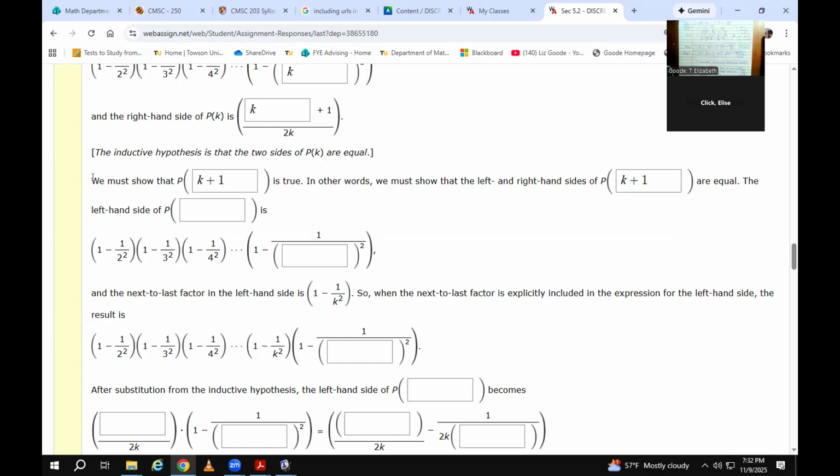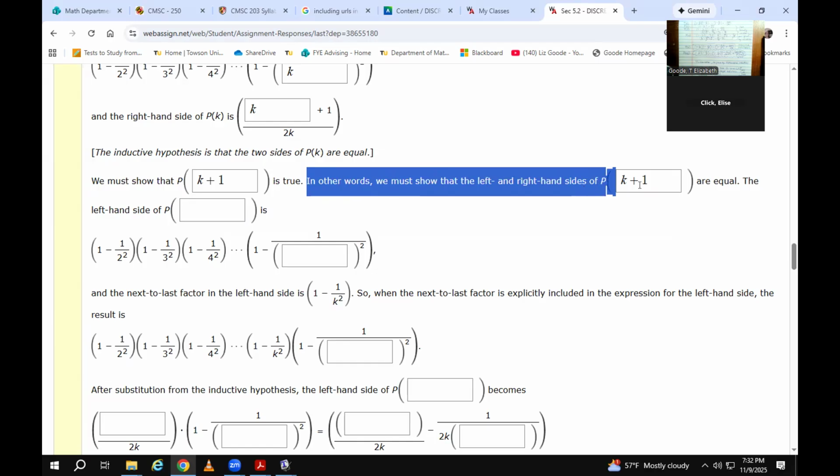It says we must show that P of K plus 1 is true, right? In other words, we must show the left and right-hand sides of P of K plus 1 are equal.